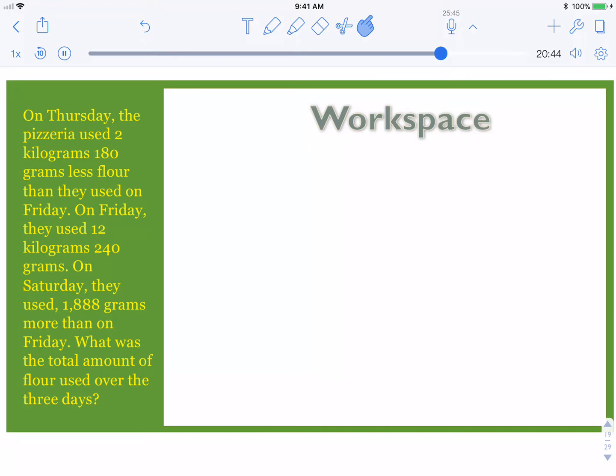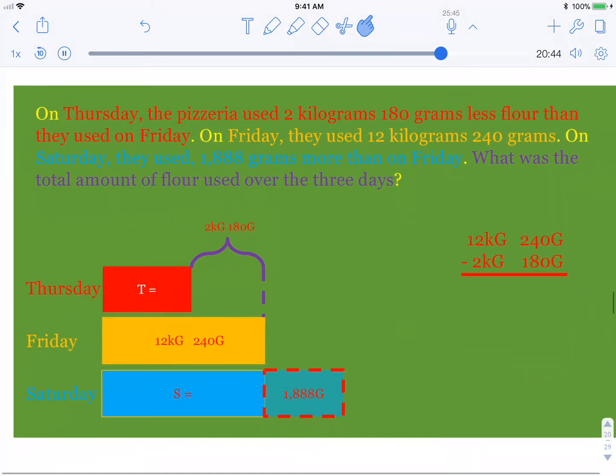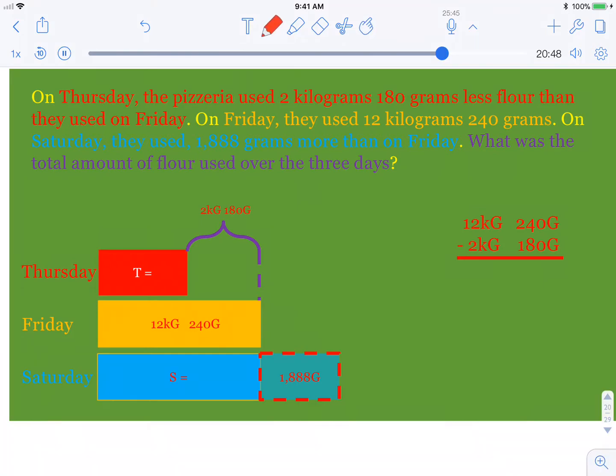Okay, so on mine I highlighted, on Thursday, the pizzeria used 2 kilograms, 180 grams less flour than they used on Friday. Less. Are you going to add or are you going to subtract? Is the bar going to be longer or shorter than on Friday? On Friday, they used 12 kilograms, 240 grams. That bar, I know exactly how long it's going to be because it tells me the exact amount.